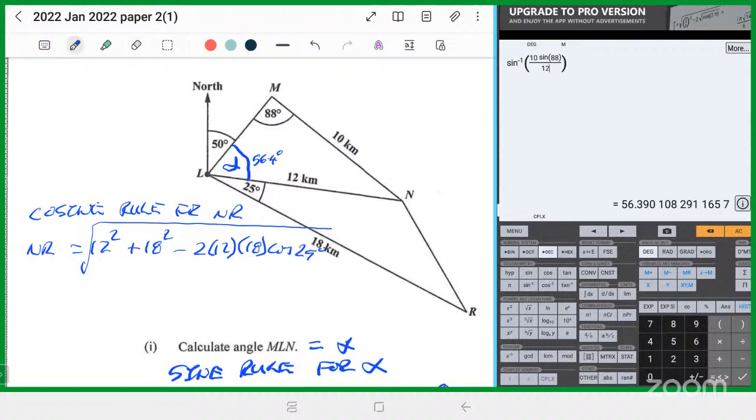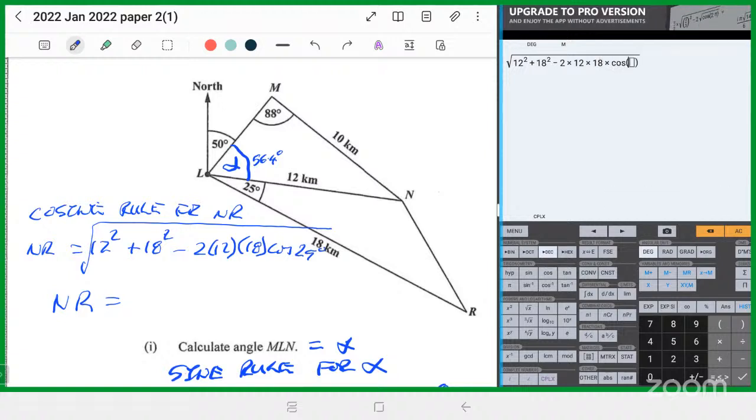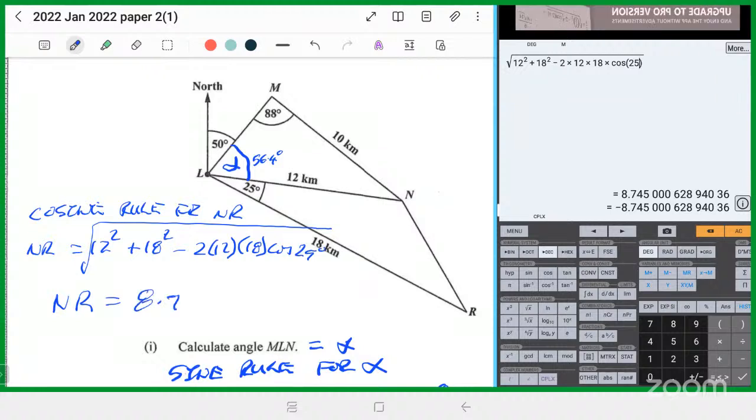And then let's put this in the calculator. We're going to get the square root of 12 squared plus 18 squared minus 2 times 12 times 18 times cos of 25 degrees. That's 8.75. That's 8.75 kilometers.